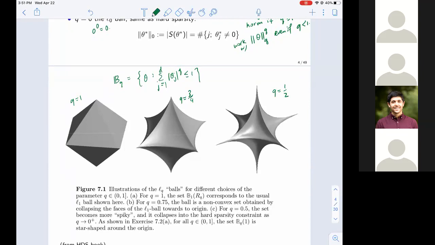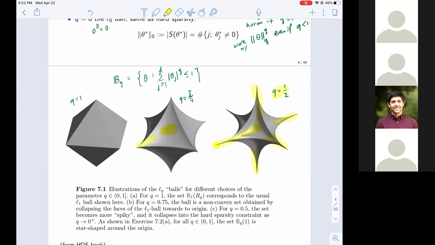You can see it gets spikier as you decrease Q. If something is within, let's say, the Q equal to 2 ball, you can see that it has to be close to the axes generally, so most of the elements are going to be small. Whereas here, it can still be more in a uniform position where all the elements are equal. So here, if all the elements are equal, the elements have to be very small.